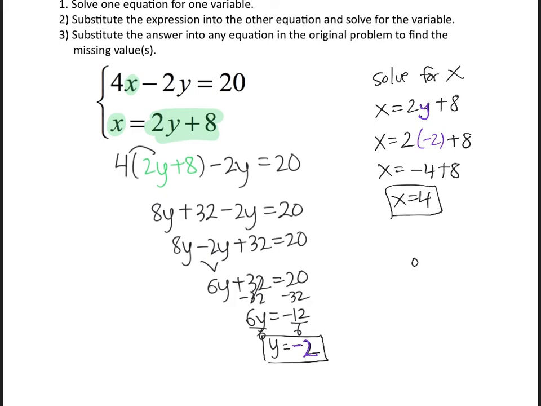If you want to write this as an ordered pair, you would say it is 4 and negative 2, because just remember x always comes before our y.